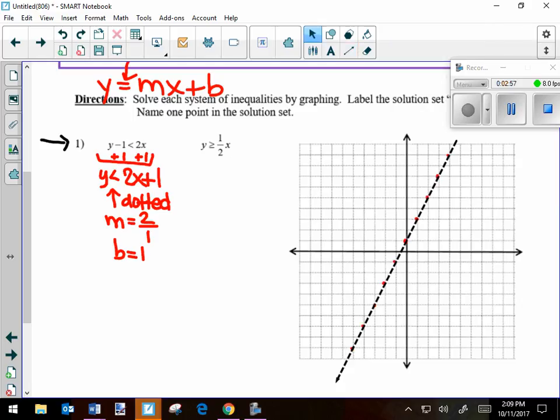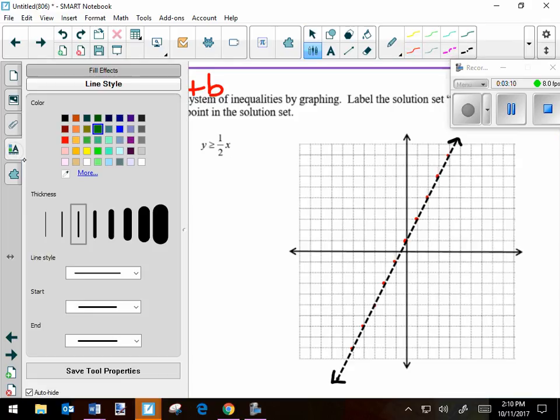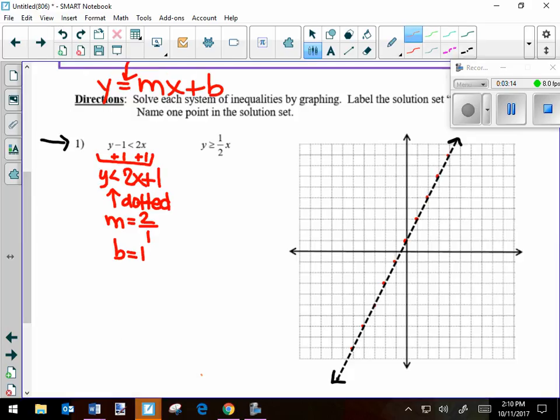I want to make sure that on this dotted line I have an arrow on each end, and I need to decide which side of this dotted line is going to be shaded. To do that, I'm going to pick a test point, which is one point that's clearly on one side of the line or the other. I like to use 0, 0 as my test point, and in this case 0, 0 is truly on one side of the line. It's to the right of it.